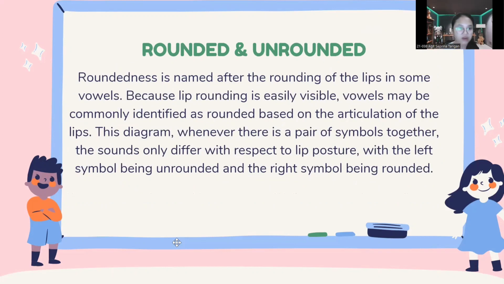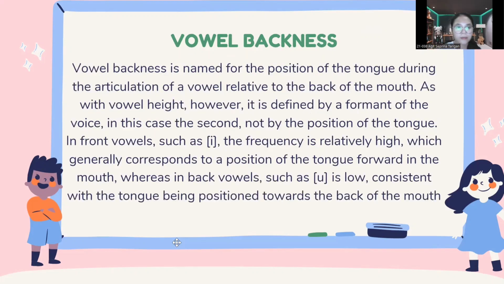Rounded and unrounded. Roundedness is named after the rounding of the lips in some vowels. Because lip rounding is easily visible, vowels may be commonly identified as rounded based on the articulation of the lips. In this diagram or chart, whenever there's a pair of symbols together, the sounds only differ with respect to lip posture, with the left symbol being unrounded and the right symbol being rounded.